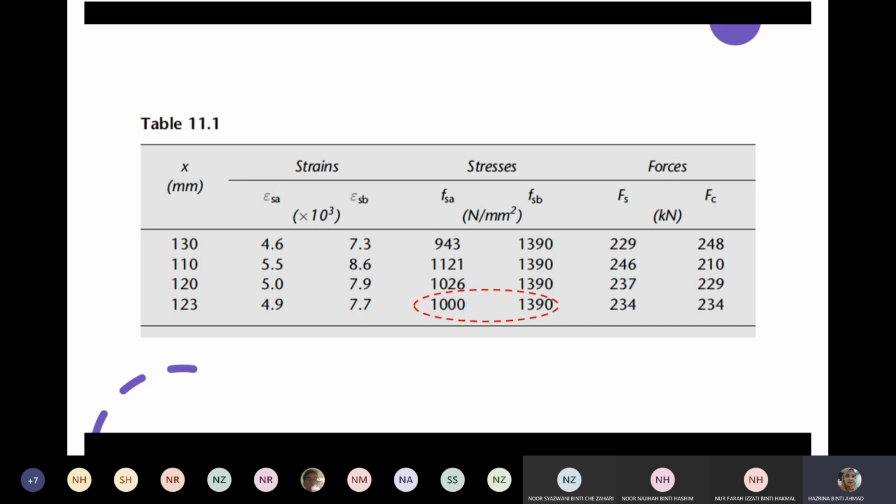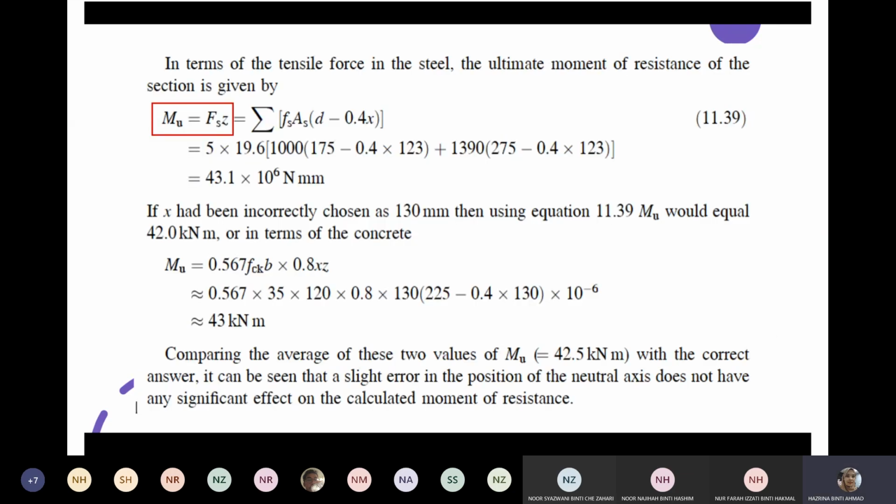So these are the forces. Now we are going to refer to the stresses. For the stresses, we are going to change the value for the top layer to 1000 instead of 943. As for the bottom layer, we are still going to use the same value, which is the stress at yield point. So we have 1000 and also 1390, right? In the calculation of the ultimate moment of resistance, we are going to use those values.